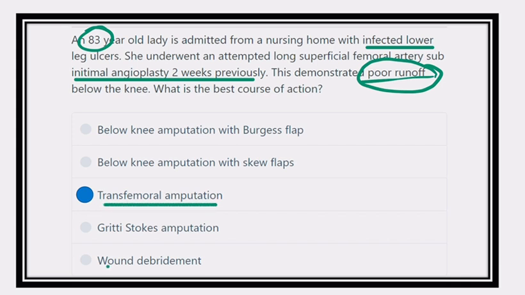Other options here, such as wound debridement, will fail. Why does wound debridement fail? Because there is poor blood supply. In case of poor blood supply, healing will be very late and will fail. So for this condition, wound debridement is not possible, and we should go for the transfemoral amputation.